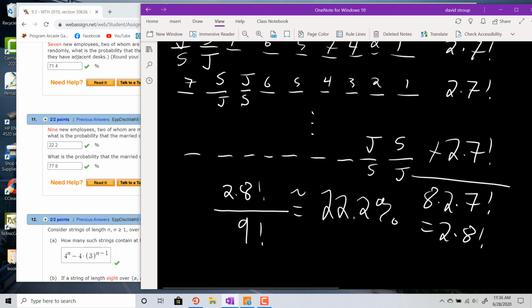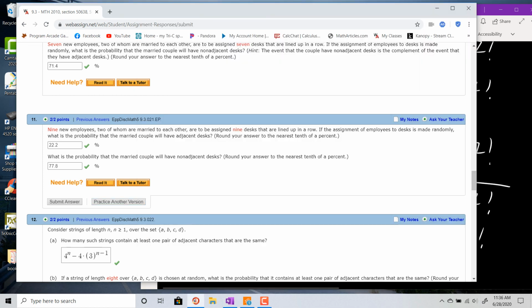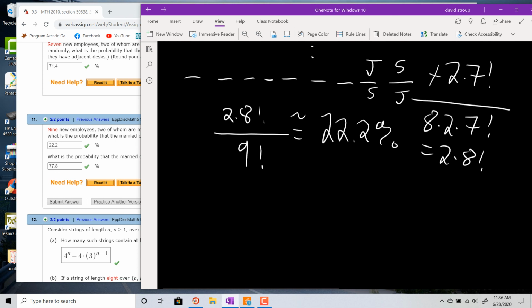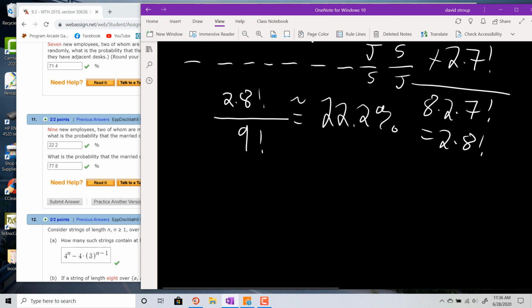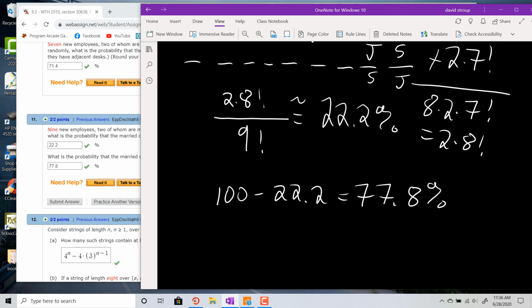Okay, what's the probability that the married couple have non-adjacent desks? Well, that's the complement, right? So that would be 100 minus the 22.2, or 77.8%. Okay.